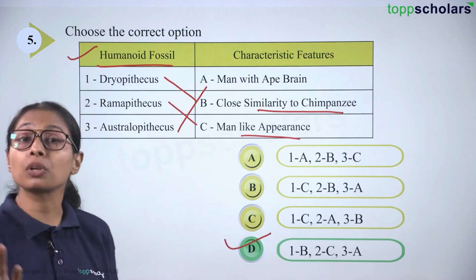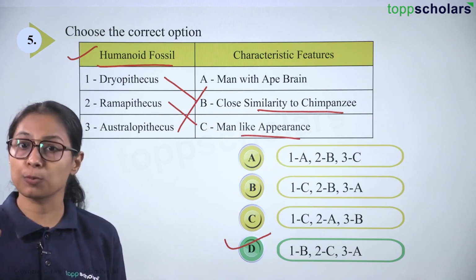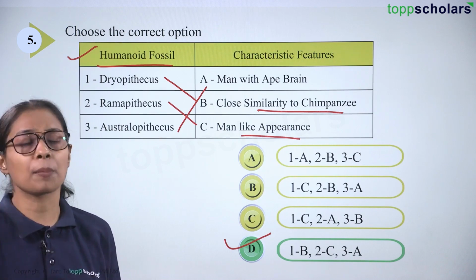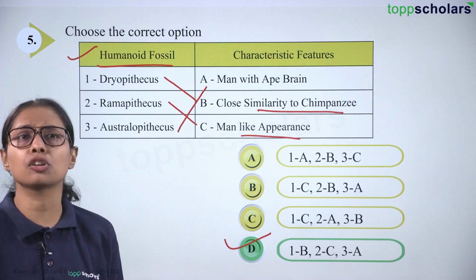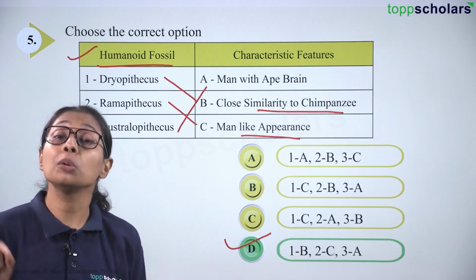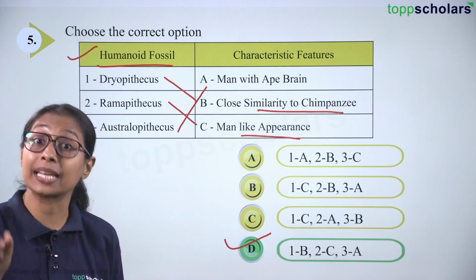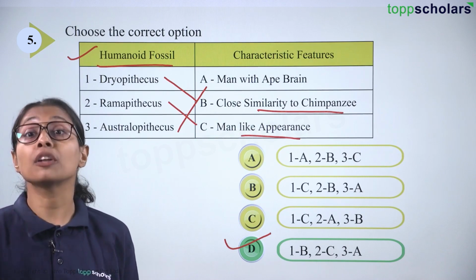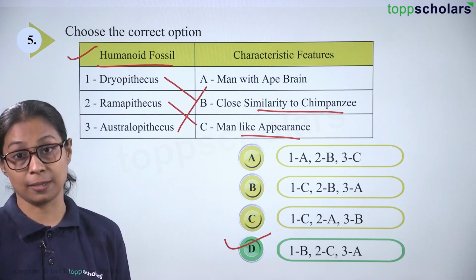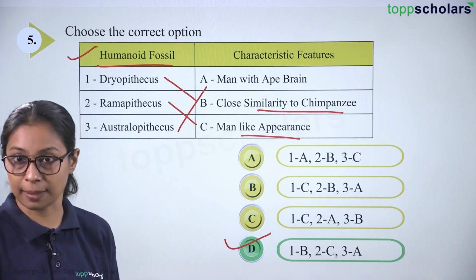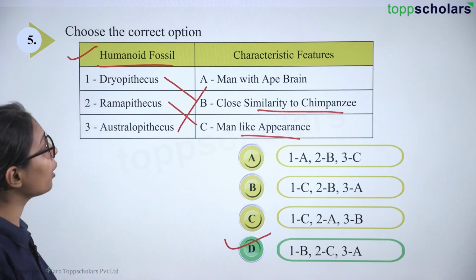So it is very important, children, whenever you are preparing this particular chapter, always make sure for each category, Dryopithecus, Ramapithecus, Australopithecus, anything you are talking about, Cro-Magnon man, always learn the specific characteristic feature of that particular category, and yes, do not forget to learn the cranial capacity. Such things are very important because you may get such questions in the exam. Okay, so I hope you have got the answer.